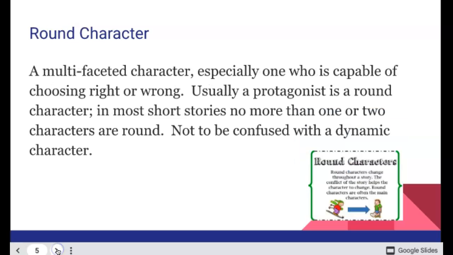Okay, a round character is much more multifaceted, one who is capable of choosing right and wrong. Your protagonist is usually round, and there's usually only a few characters in a story, especially in a short story, that we would consider to be round. Now, this is not to be confused with dynamic.